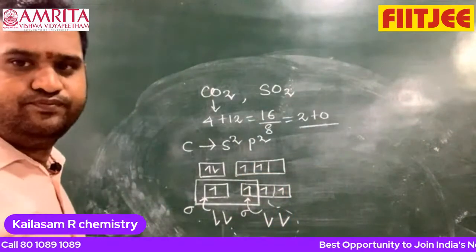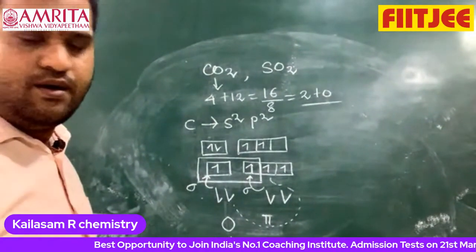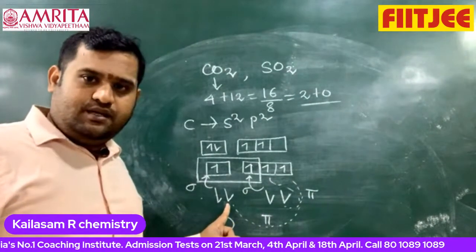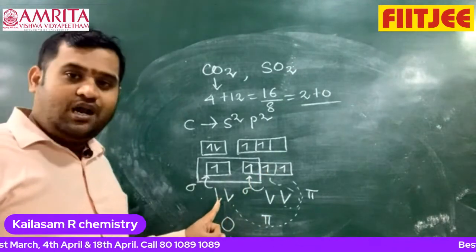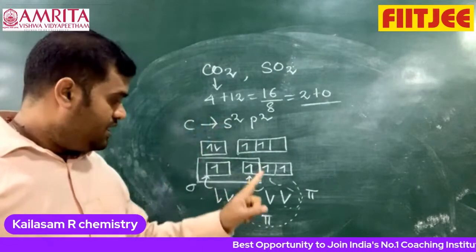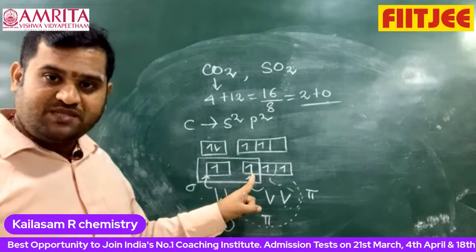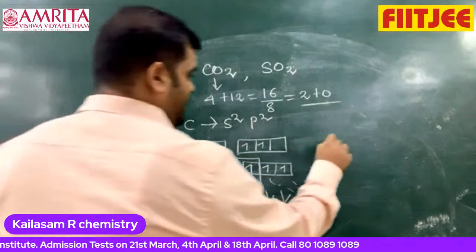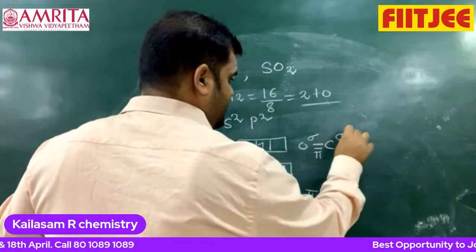Pi. And look at this. This is going to form pi. That means the p orbital of oxygen sideways overlaps with the p orbital of carbon and forms a pi bond, and the p orbital of oxygen and s orbital of carbon forms a sigma bond. Therefore, we have the two bonds forming with each oxygen. That's the reason we are writing C double bond O as sigma pi, sigma pi.